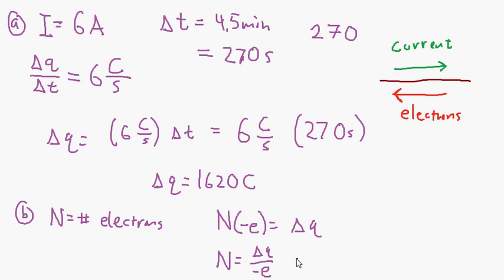So this is going to equal 1620 coulombs divided by the charge. I don't care if it's negative or not. This is where you have to use common sense and say it's not a negative number of electrons in the past. It's a positive number. They're going the other way.